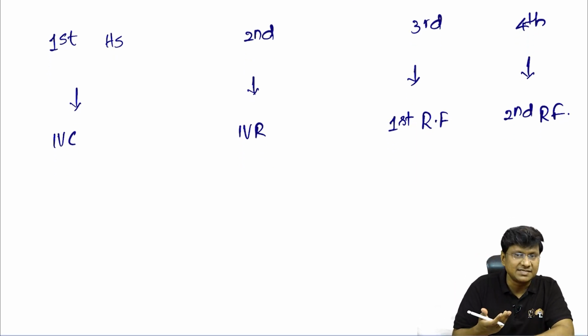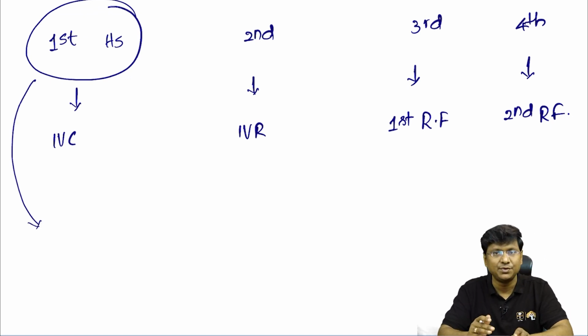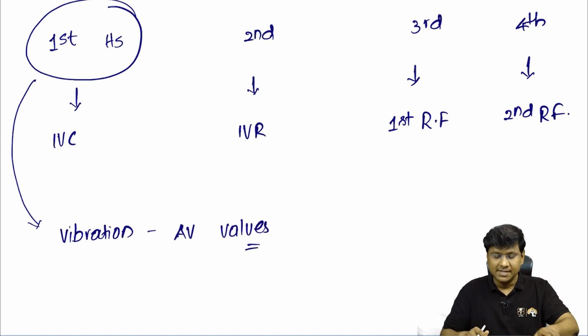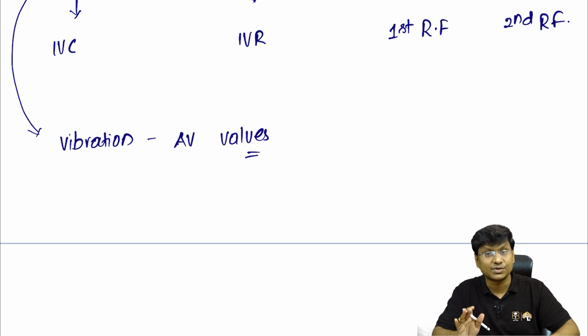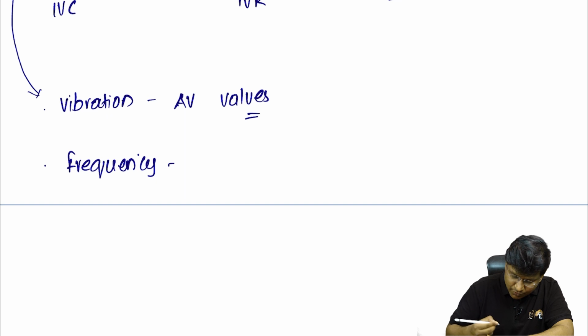Let us discuss some important points related to the first heart sound. The first heart sound is mainly due to the vibration generated within the AV valves, that is the mitral valve and the tricuspid valve. You also need to be aware of the abnormalities related to the first heart sound. And if you take the features of the first heart sound, the frequency is medium to high frequency.